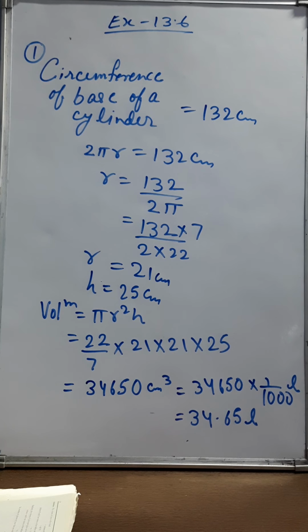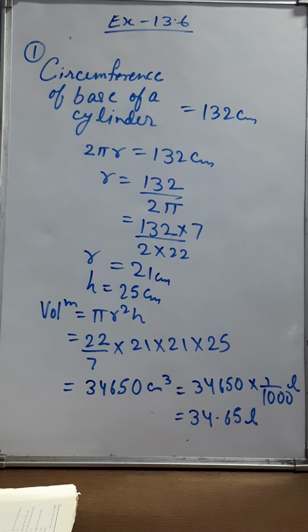Question number 1 says the circumference of the base of a cylindrical vessel is 132 centimeter and its height is 25 centimeter. How many liters of water can it hold? So definitely first we have to calculate its capacity. For calculating capacity we need the radius, because volume is pi r square h.